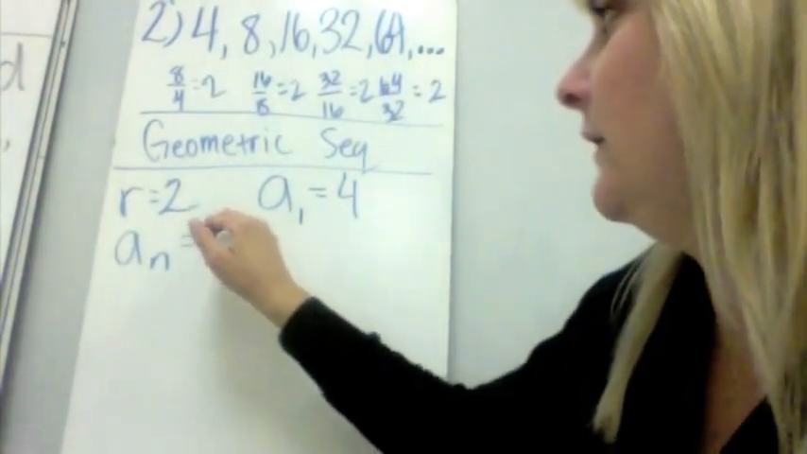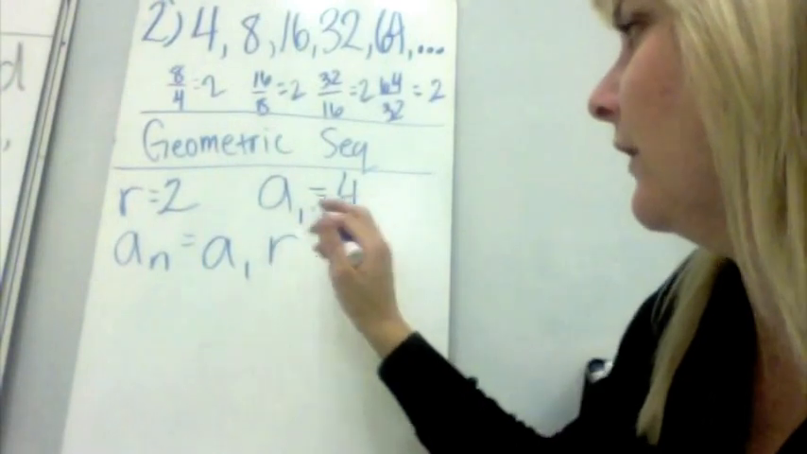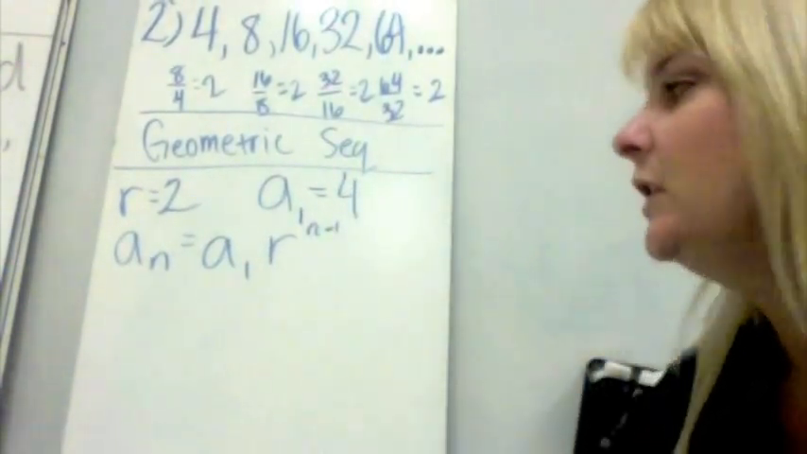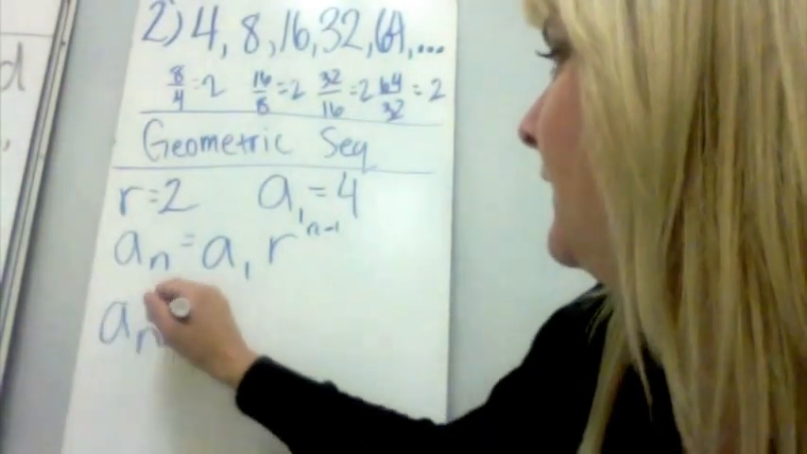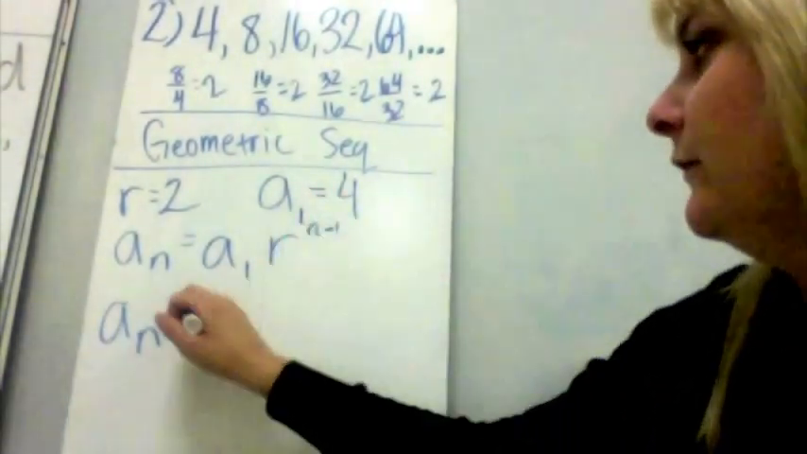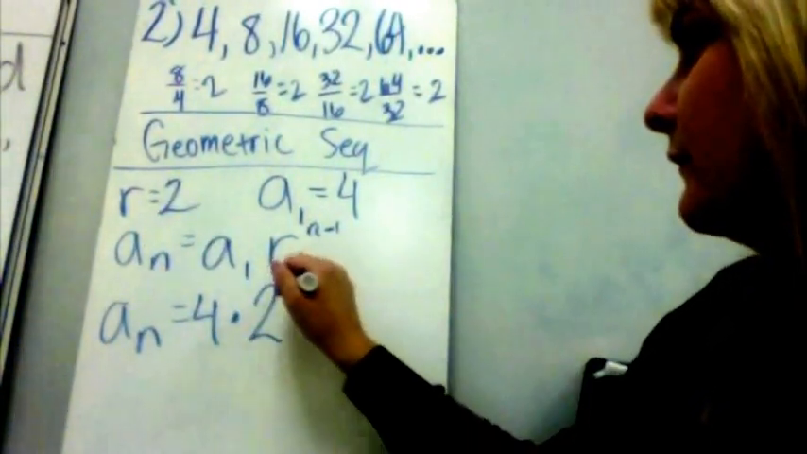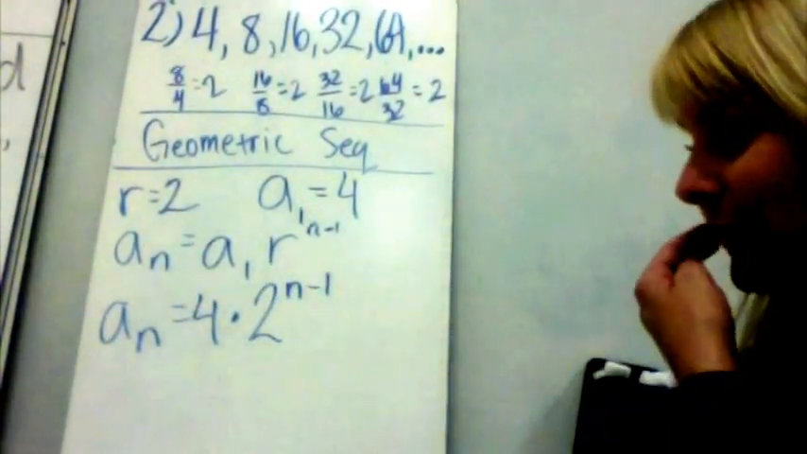a sub n equals a sub 1 times r raised to the power of n minus 1. All right, so a sub n here equals a sub 1, which is 4, times r, which is 2, raised to the power of n minus 1.